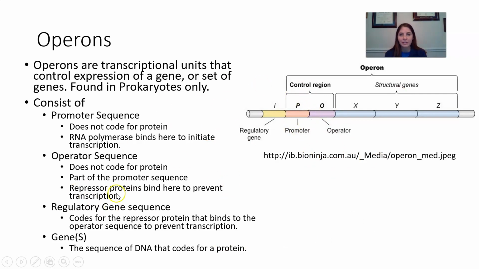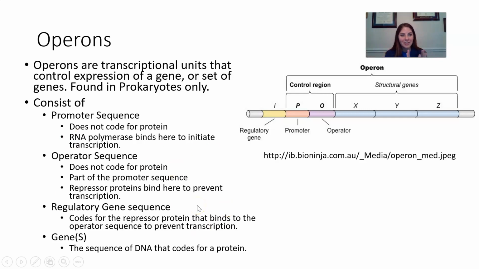We then have an operator sequence. Again, this isn't going to code for a protein. It's part of the promoter sequence. And this is where repressor proteins bind to prevent transcription. We're going to get into that in the next few slides, but we need these repressor proteins to keep the transcription of this gene off, or remove them to turn it on. We also have a regulatory gene sequence, and this codes for the repressor protein that binds to the operator sequence to prevent the transcription.